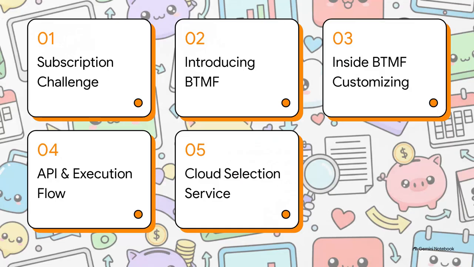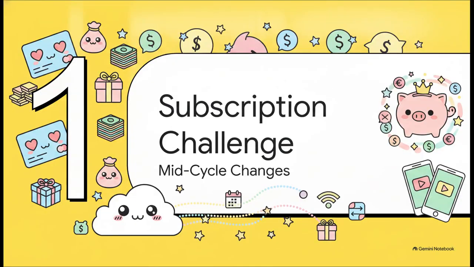Let's get into it. Okay, let's take a quick look at our agenda for today. We'll be covering the Subscription Change Challenge, introducing the BTMF framework, inside BTMF customizing, the API and execution flow, and finally, an example using a cloud selection service. So we're taking this from the macro problem all the way down to a real-world API execution. First up, Section 1, the Subscription Change Challenge.